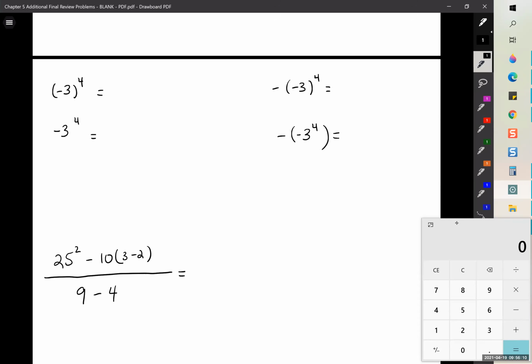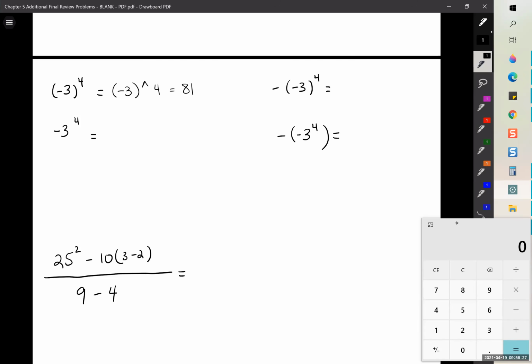Now, if we were typing this into our calculator for the first one, since the negative 3 is inside the parentheses, we'd want to make sure we type parentheses, minus 3, close parentheses, exponent 4, and there we would get a positive 81.